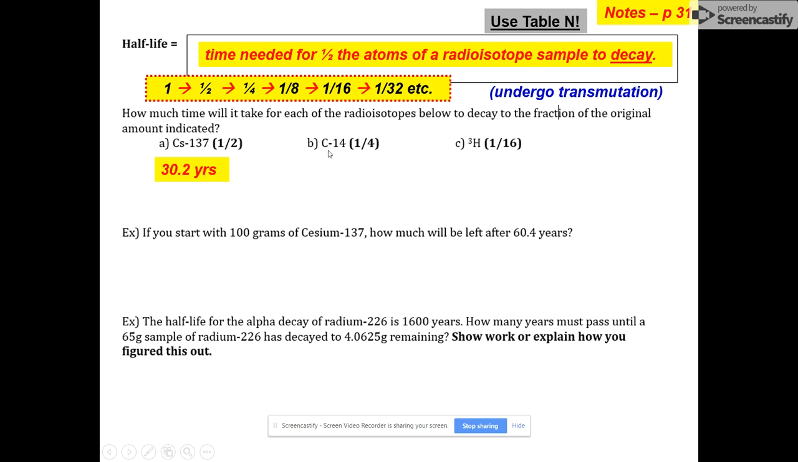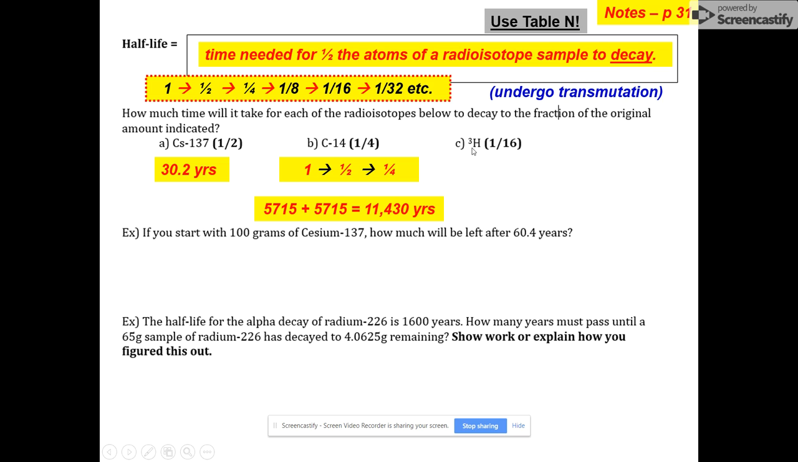How long does it take some carbon-14 to decay to 1/4 of its amount? Okay, well, one half-life brings us to half the amount. The next half-life brings us to 1/4 of the amount. So 2 half-lives have elapsed. With carbon-14, table N tells us that the half-life is 5,715 years. That's one half-life. That's another half-life. 5,715 plus 5,715 makes 11,430 years, or 2 times the half-life of carbon-14.